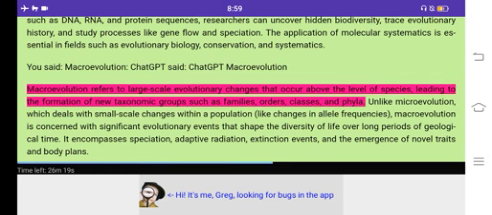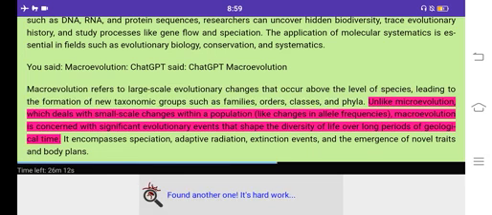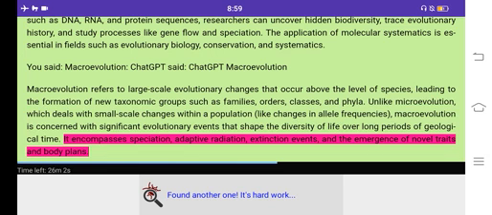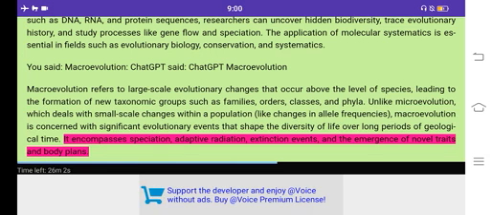Macroevolution refers to large-scale evolutionary changes that occur above the level of species, leading to the formation of new taxonomic groups such as families, orders, classes, and phyla. Unlike microevolution, which deals with small-scale changes within a population, like changes in allele frequencies, macroevolution is concerned with significant evolutionary events that shape the diversity of life over long periods of geological time. It encompasses speciation, adaptive radiation, extinction events, and the emergence of novel traits and body plans.